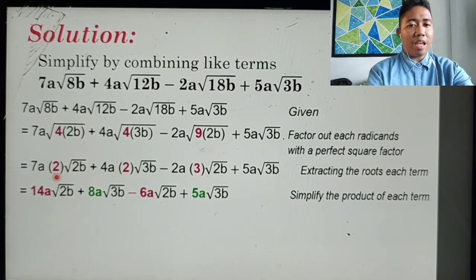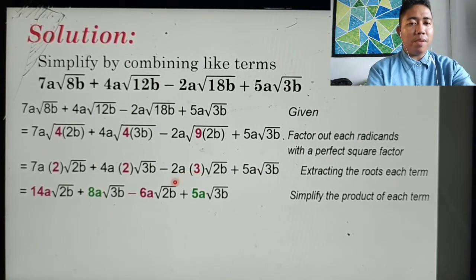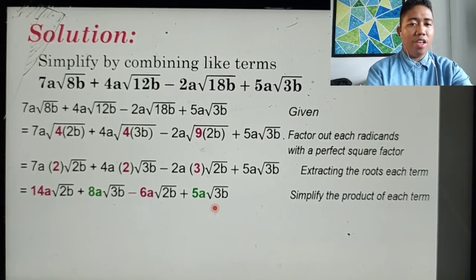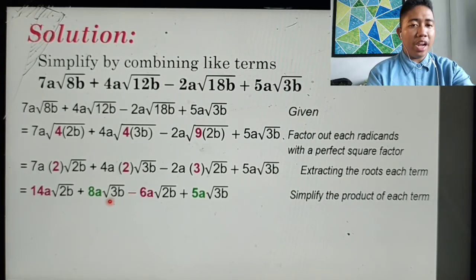The next step is to simplify the product of each term. So 7a times 2 becomes 14a, 4a times 2 becomes 8a, 2a times 3 becomes negative 6a, so don't forget to bring along the sign, and copy 5a times the square root of 3b. Okay, we notice that we have the red mark and the green mark. The red mark shows the terms with the radical square root of 2b, so we have similar terms. Of course, the green ones have the square root of 3b. They are similar, 8a and 5a.